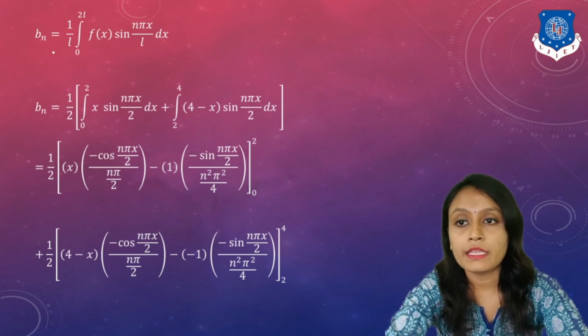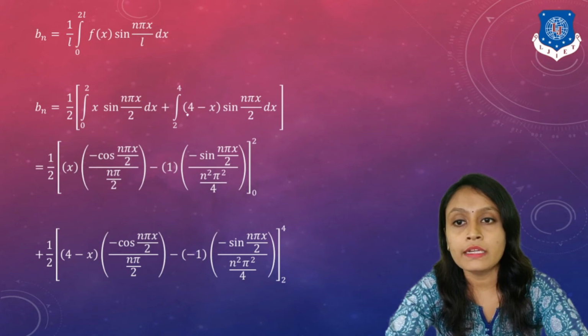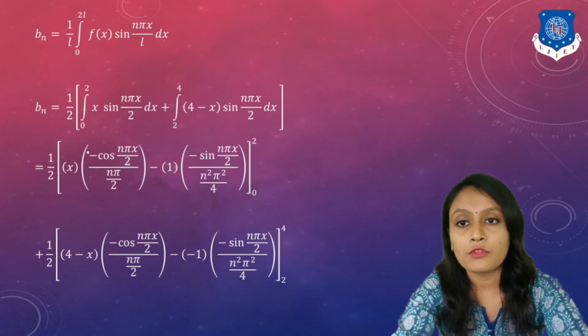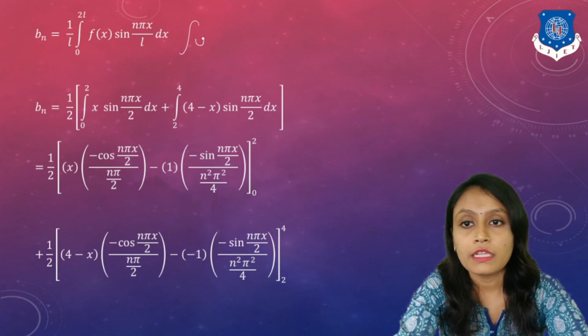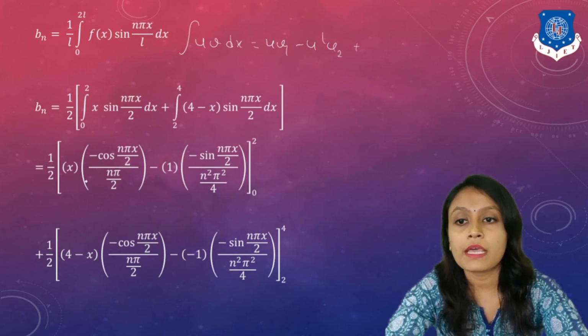The formula to find Bn is 1 upon L, integral 0 to 2L of fx sin n pi x upon L dx. Again, split into two parts, integration 0 to 2 and 2 to 4. In the interval 0 to 2 the value of the function fx is x, and in the interval 2 to 4 the value of the function is 4 minus x. Again we apply the same uv rule formula: integration u into v dx is equal to uv1 minus u dash v2 and so on. Just apply this formula in both integrations and apply the limit.